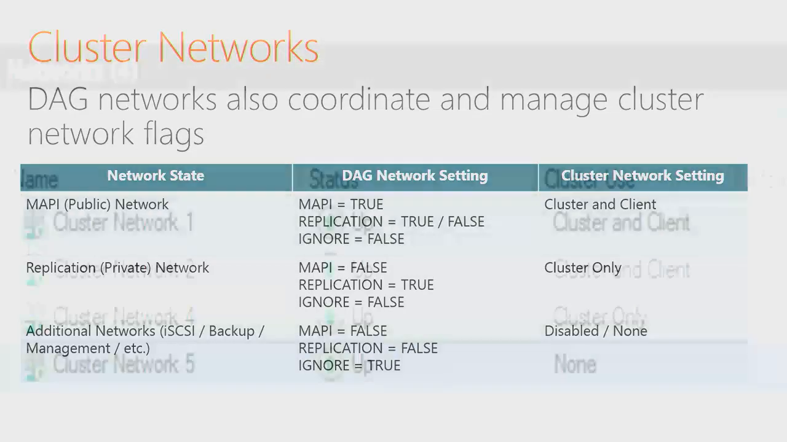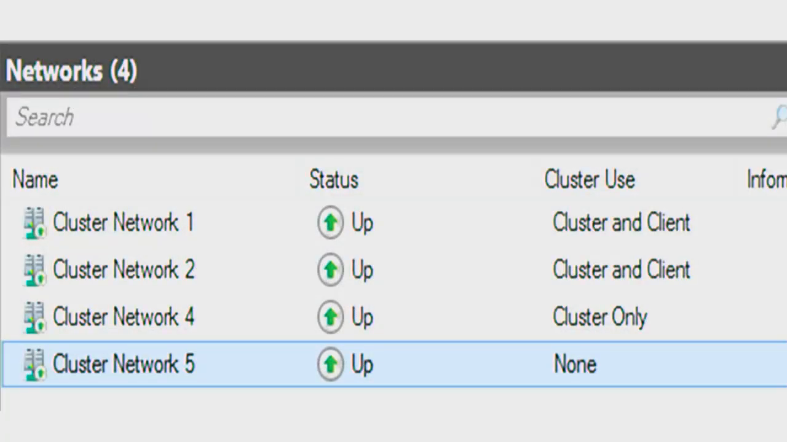And here's what that looks like. This is a big screenshot of it here. You can see here the cluster states of cluster and client, cluster only, and none. So this is a network that I've set to ignore. This is a network where I've set replication enabled, and then these have replication and MAPI enabled, or potentially just MAPI enabled. It depends on how you set it up. But those are the network states.